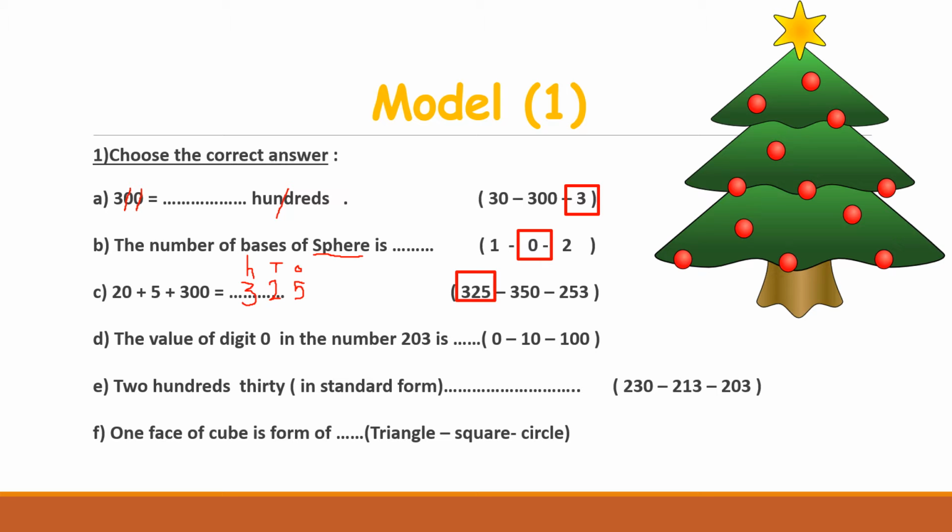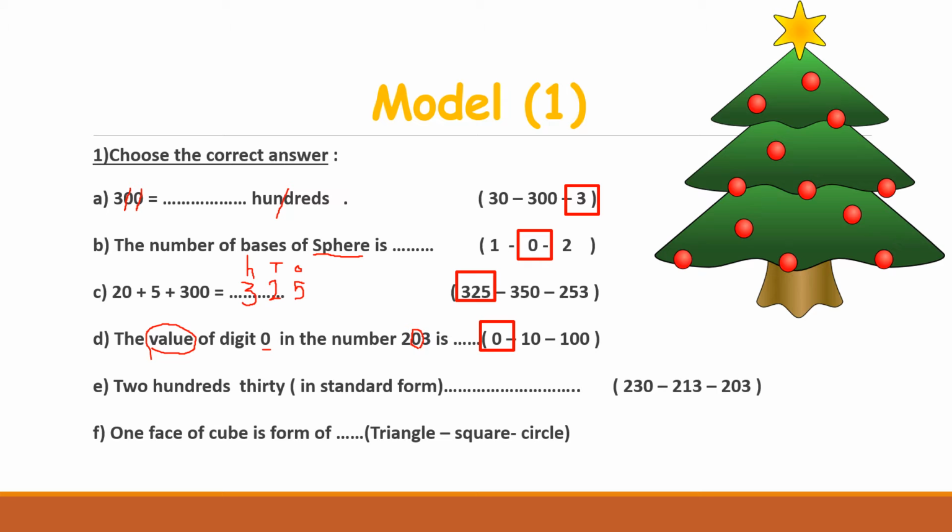Okay. The next one here, the value. So when you want the value, Junior 2, value means how many zeros. So what is the value of digit 0 in the number 203? What is the value of 0? Value of 0 is still 0. So it will be 0.